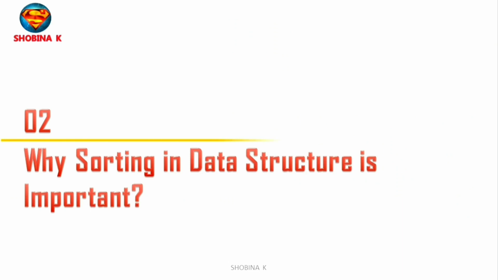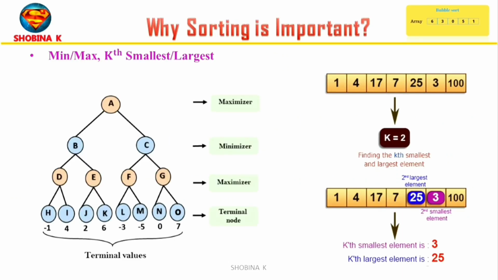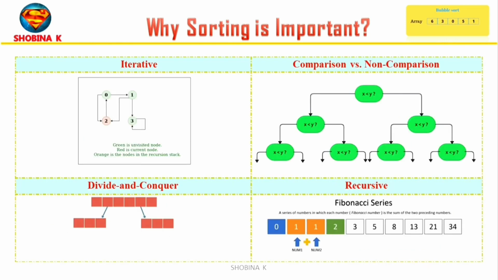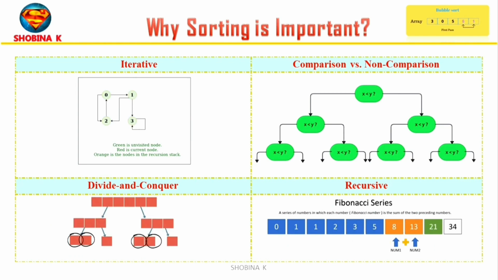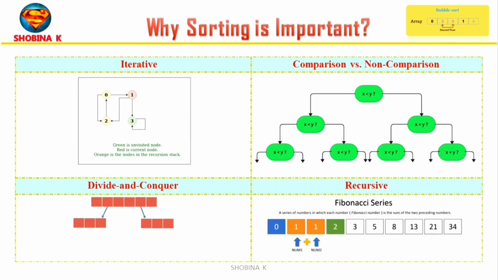Now let's see why sorting in data structure is important. When you perform sorting on an array or elements, many problems become easy. For example, finding the largest or smallest number between two numbers, or finding the smallest or largest element of a given array. Performing sorting also gives a number of algorithmic solutions that contain many other ideas such as iterative method, divide and conquer method, comparison and non-comparison based approach, and recursion method.